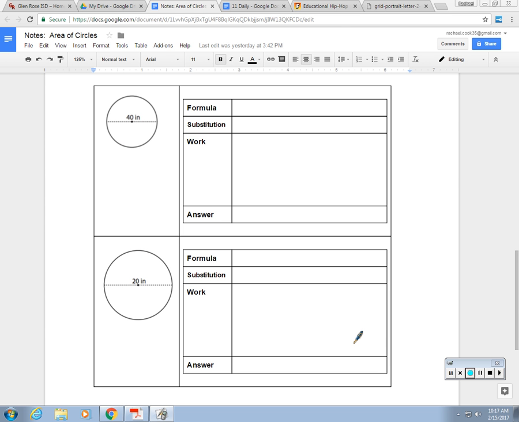The order of operations. There's no parentheses in our formula, but we do have exponents. We have to do exponents first and then multiply by 3.14. Okay?